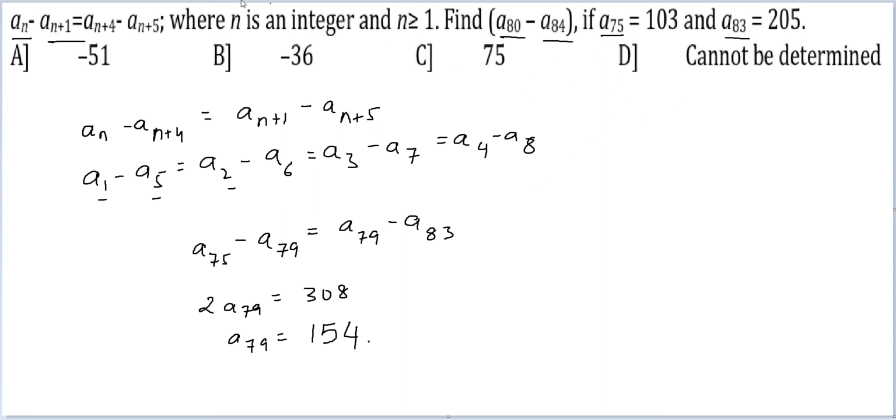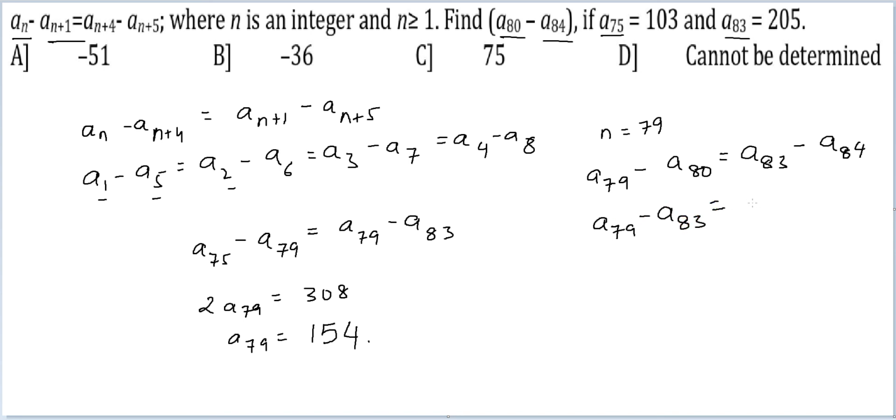Look at this. If I put n equal to 79, the expression would turn into a_79 minus a_80 is equal to a_83 minus a_84. Yes, so now I can go a_79 minus a_83 is equal to a_80 minus a_84, and this is the expression that I was seeking.